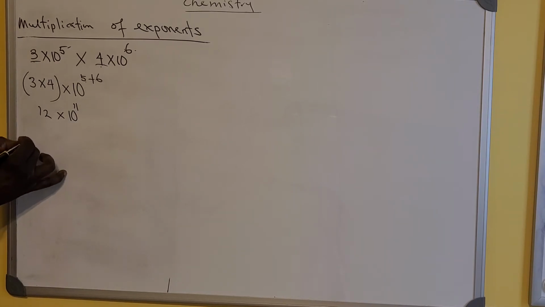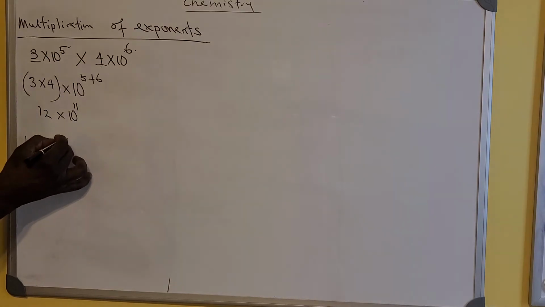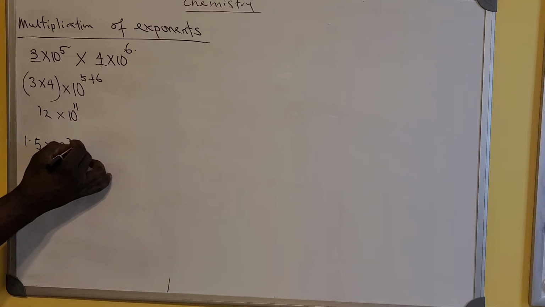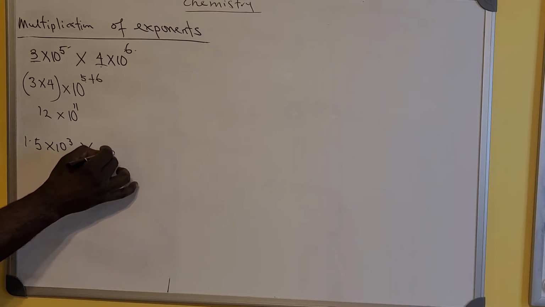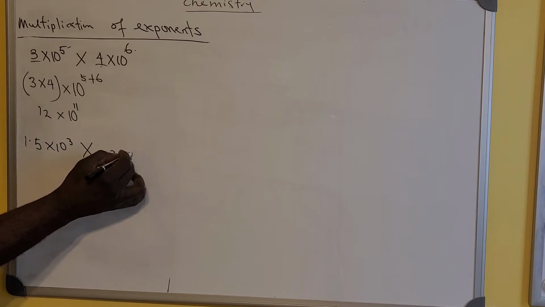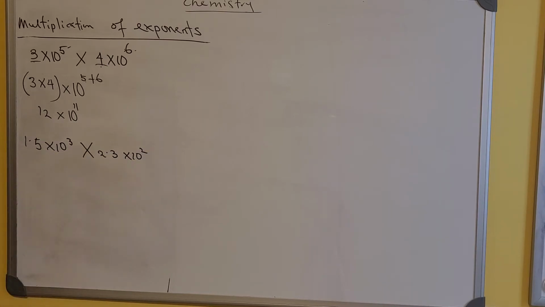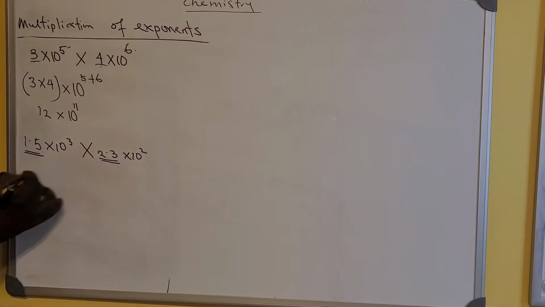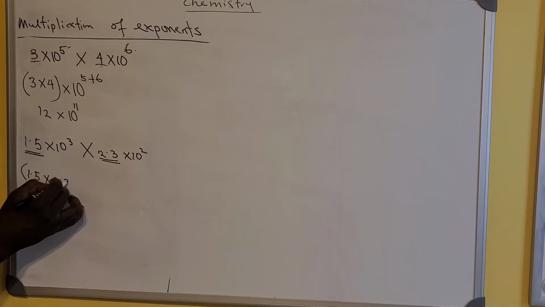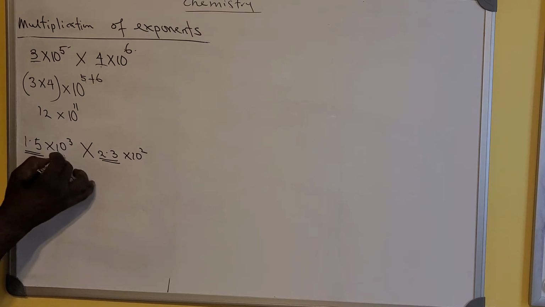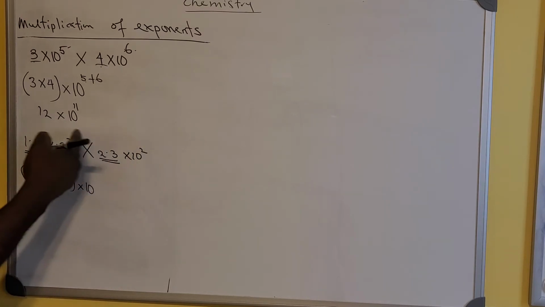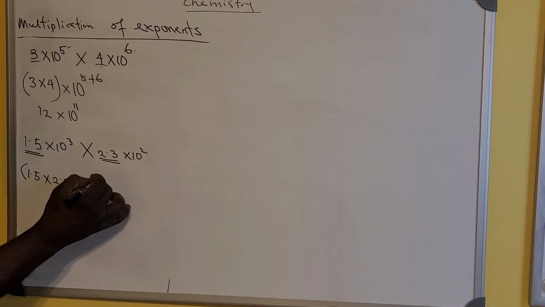Another example, you have 1.5, like the previous one that we have, times 10 raised to the power 3, okay? Then you have times 2.3 times 10 raised to the power 2. Just like I said earlier on, take these and multiply them together. So that is 1.5 times 2.3. And then take 10, then add up the exponents. So you have 3 plus 2.